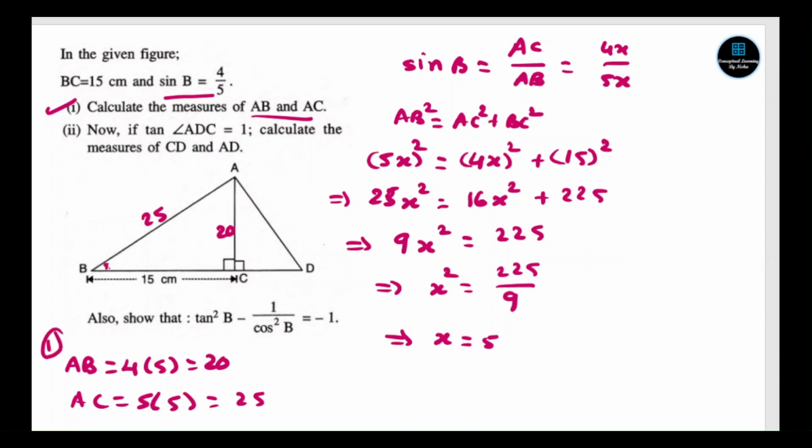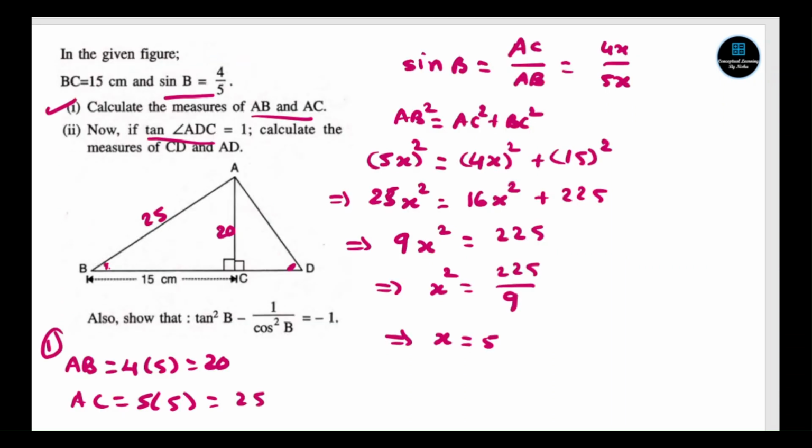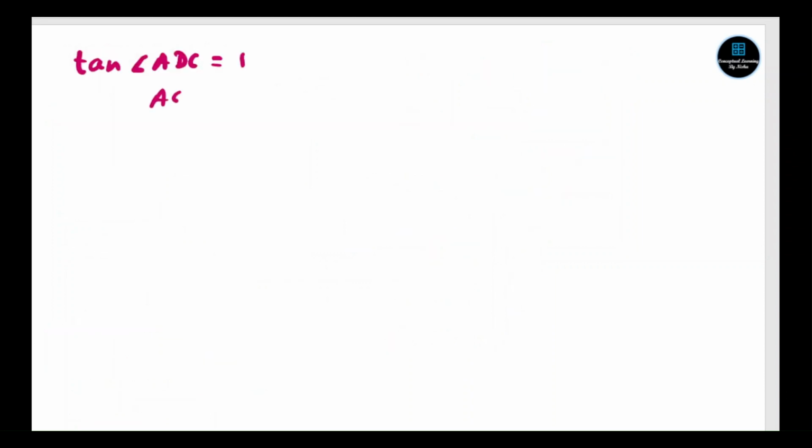Now, if tan ADC is 1, this angle D, tan ADC is 1. So we have to calculate the remaining thing. For that, let me just write this. So tan angle ADC equals 1. Now from this figure, tan ADC is perpendicular to adjacent base. So it is AC to CD, which equals 1.